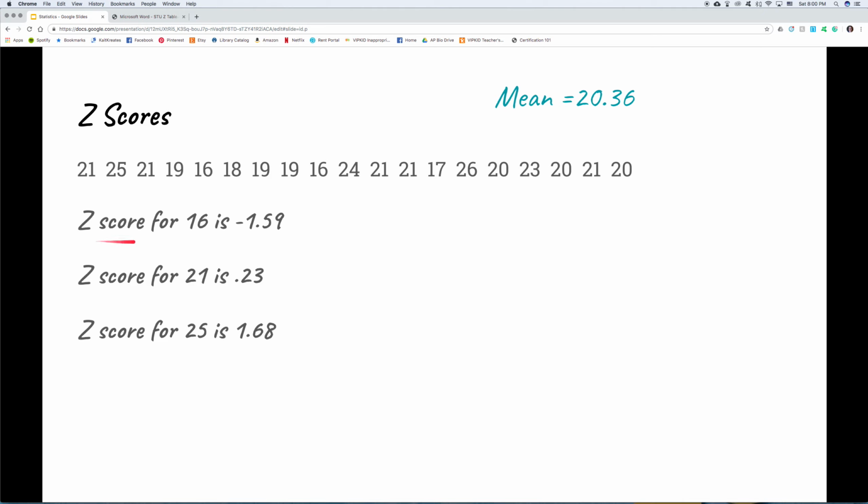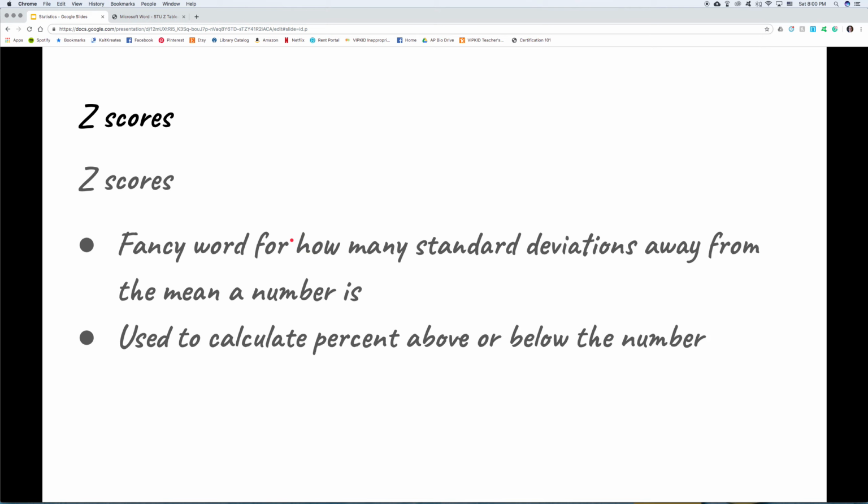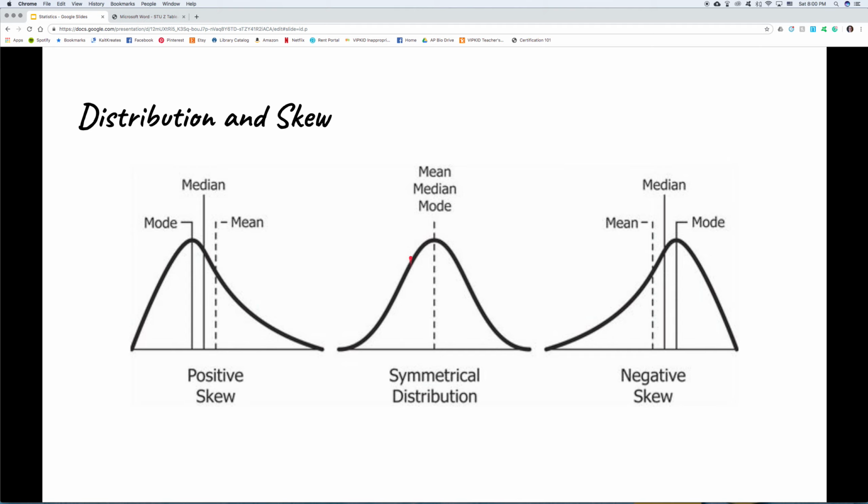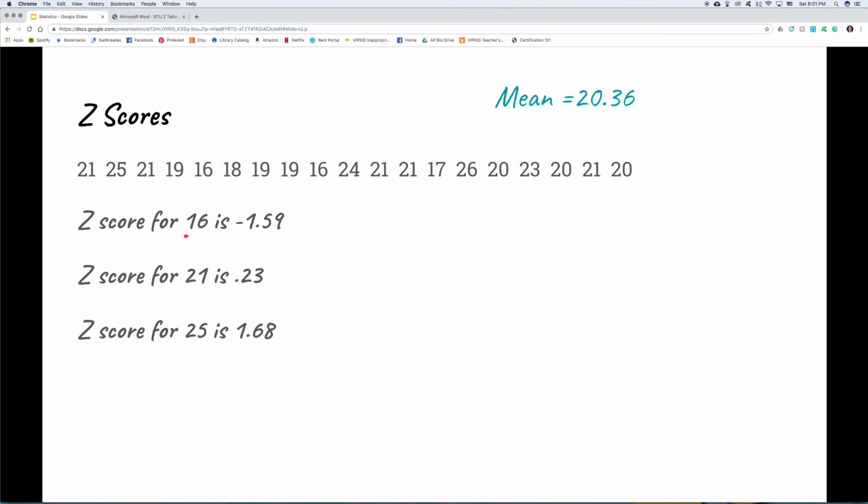So your z-score for 16 is negative 1.59. And your mean is 20.36. So that means it's 1.59 standard deviations to the left. So if I'm looking at this graph, that means it's going to be over here to the left of the mean or below the mean, because obviously 16 is a smaller number than 20.